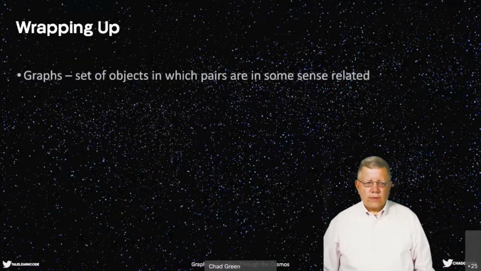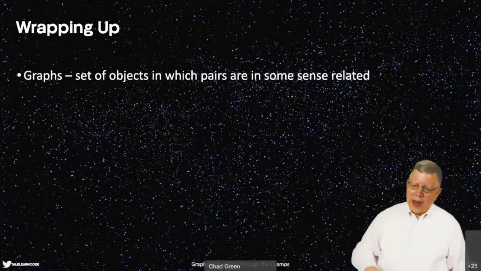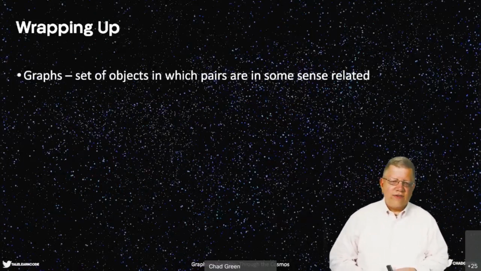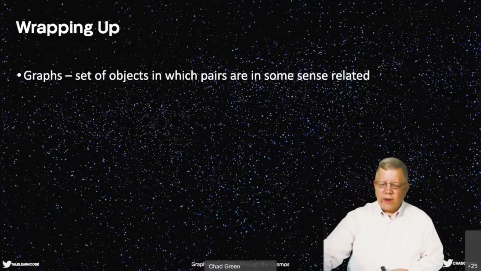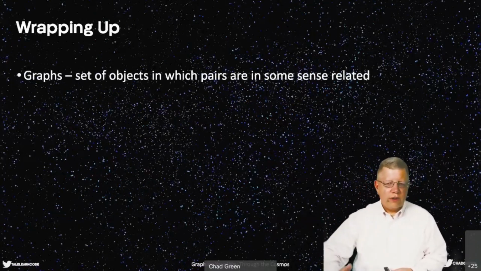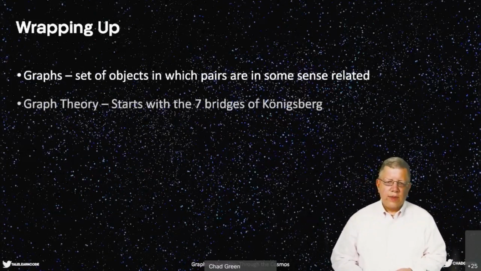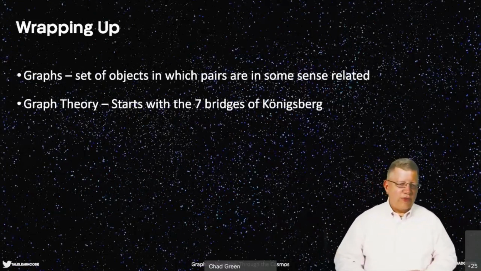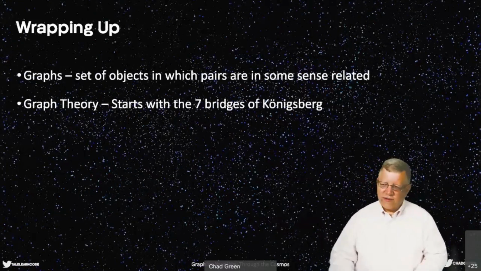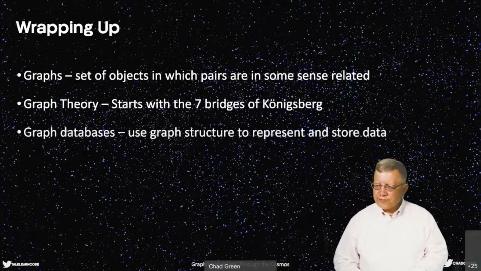All right, I want to get to wrapping up, so there's some time for questions and answers. What did we talk about? We talked about graphs: a mathematical structure amounting to a set of objects in which some pairs are related. Graph theory starts with the Seven Bridges of Königsberg, which actually has a very interesting history.